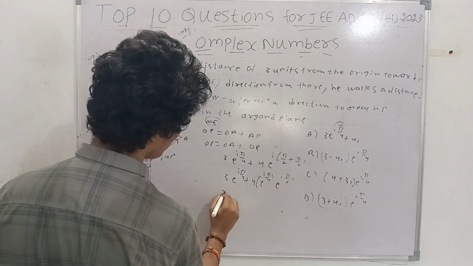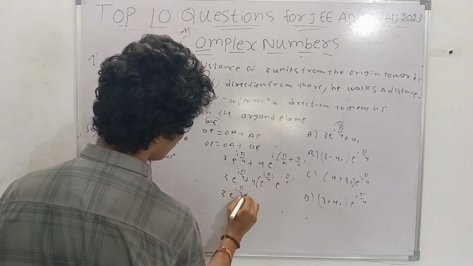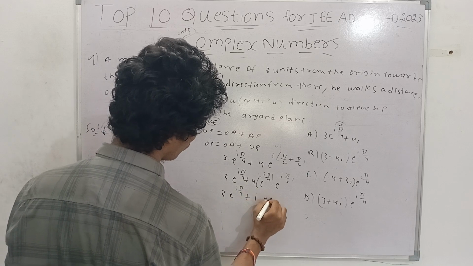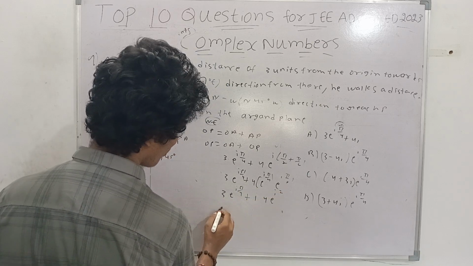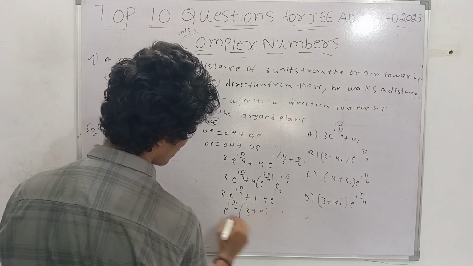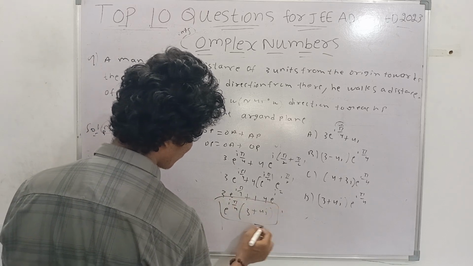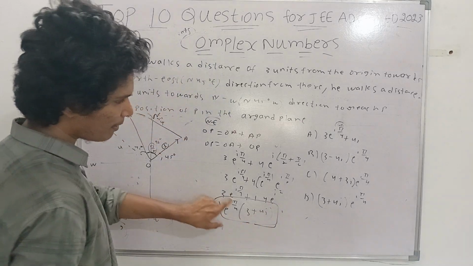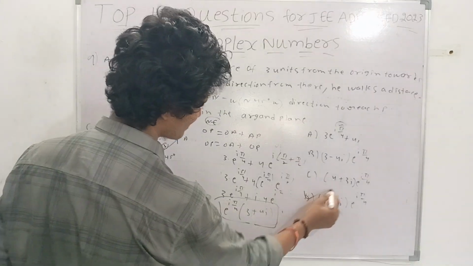So what will it be? 3 into e power i pi by 4 plus i into 4 into e power i pi by 4. If you take common e power i pi by 4, it will be 3 plus 4i. So what is the final position of P? e power i pi by 4 into 3 plus 4i. So option D is correct.